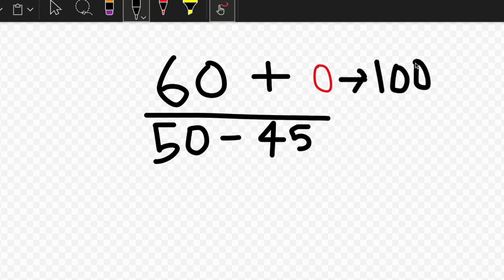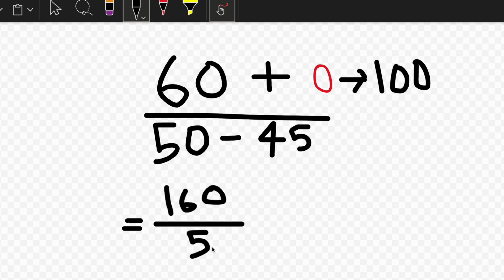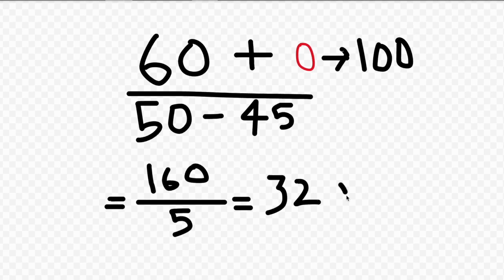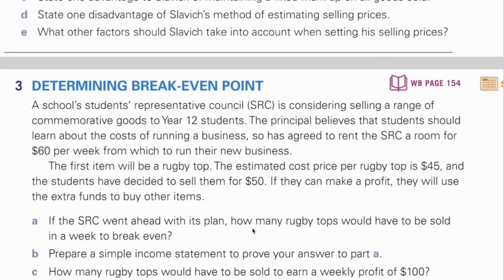So let's solve, and we get 160 divided by 5, which is 32. I mean, my bad, not dollars. It's 32 rugby tops. So for part C of this question, the answer is the SRC needs to sell 32 rugby tops to earn a weekly profit of $100.